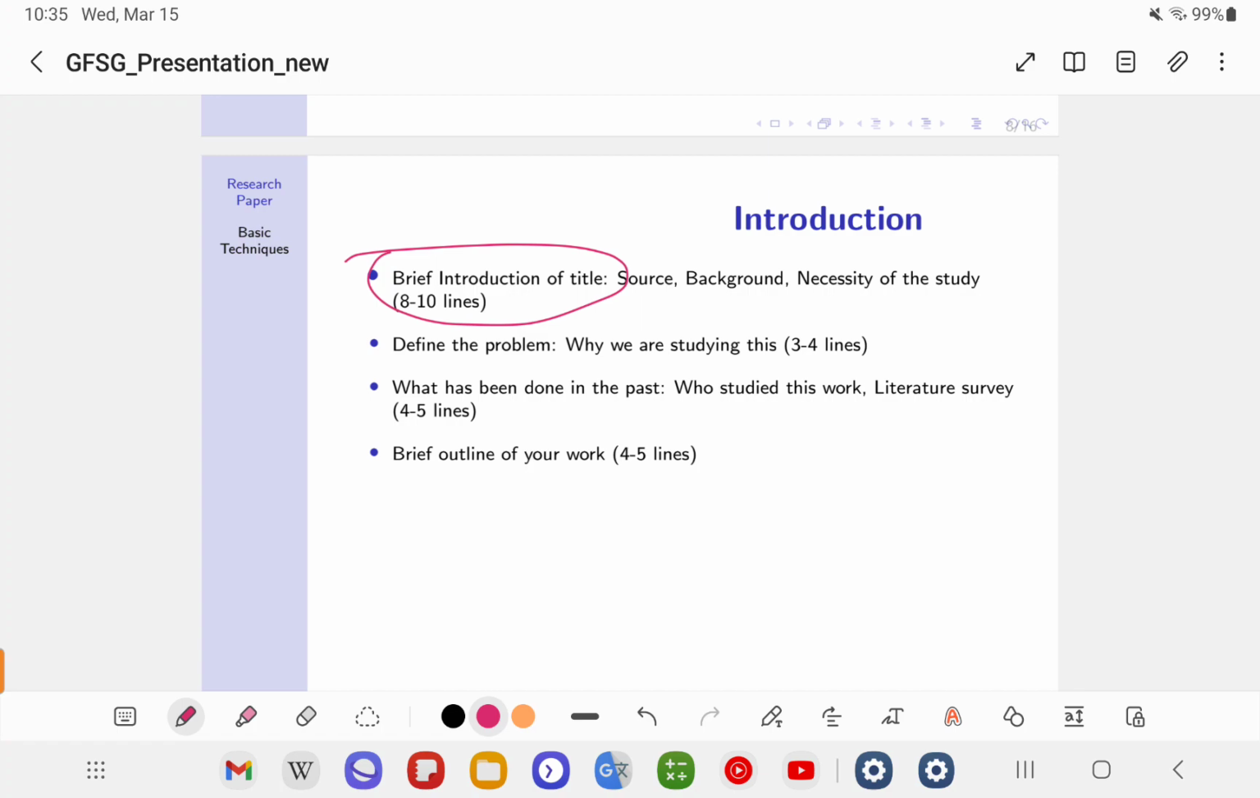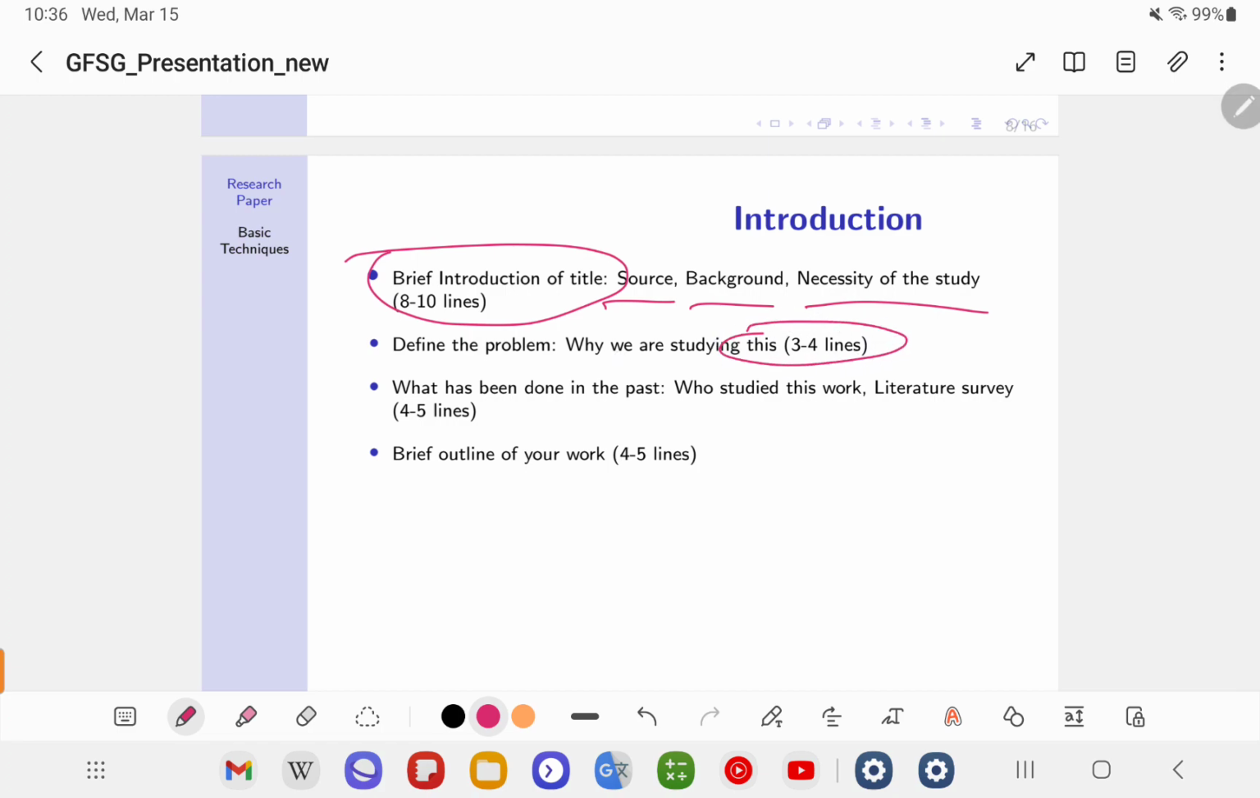The number of lines, the scope, right? The idea basically. So in every introduction, the initial 8-10 lines should have the source, the background, why you are carrying out this work, the necessity, or rather you can say the problem statement, in 8-10 lines or close to that.